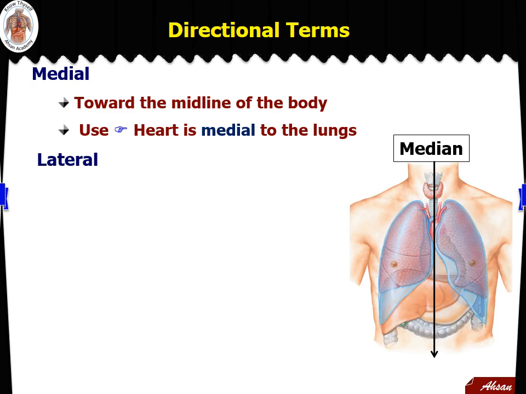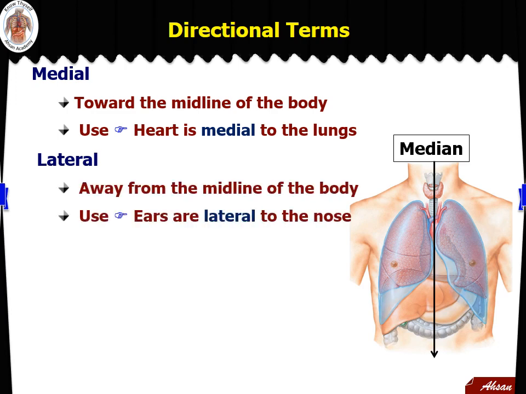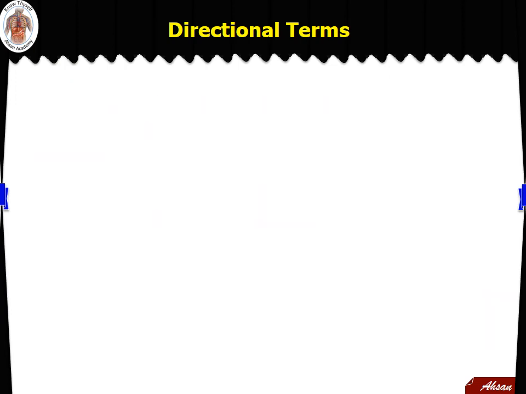The contrast terminology is lateral, so away from the midline of the body, and we can use it comparatively. The nose is in the midline but the ear is away from the midline, so ears are lateral to the nose. And in the same way we can say eyes are medial to the ears, it is close to the median plane. So it is a comparative terminology.